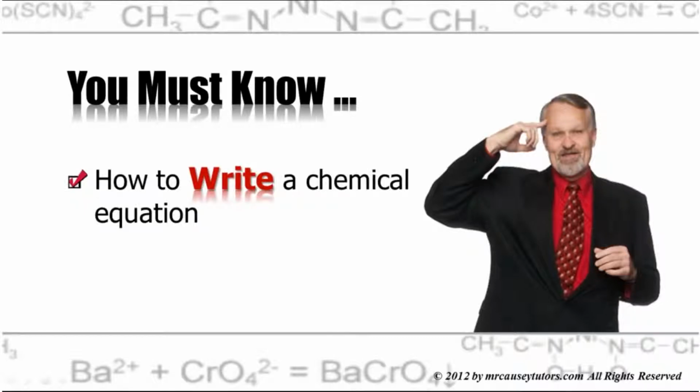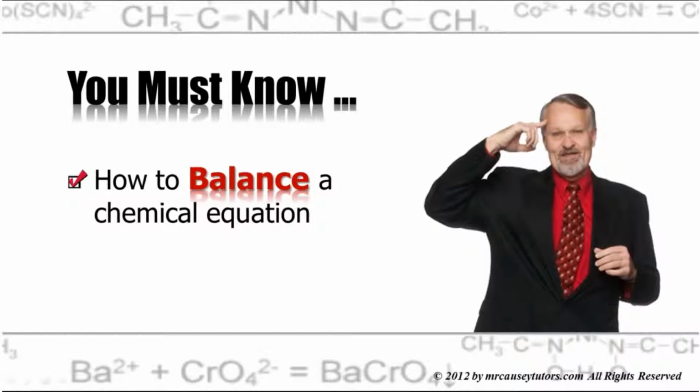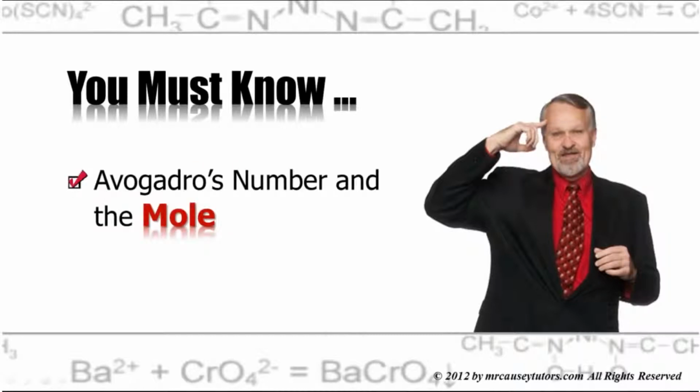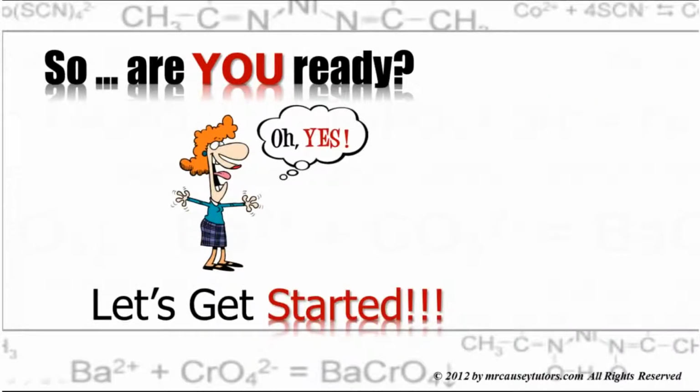And you must know how to write a chemical equation, how to balance that chemical equation, and Avogadro's number and the mole. Now, if you don't understand about chemical equations or the mole, then you need to go back, learn about some of my other lessons, and get down this idea about mole and the chemical equations. You've got to be able to write a chemical equation. You've got to be able to balance a chemical equation. Okay? So, are you ready? Let's get started.